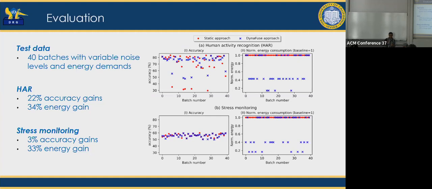We had about 20% accuracy gain with human activity recognition and roughly 30% energy gains in both human activity recognition and stress monitoring. But the accuracy gain in the case of stress monitoring is only 3%. This is largely owing to the fact that whether the modality weight assignment dynamism translates into prediction accuracy depends entirely on A, the application's inherent resilience, and B, the kind of noise characteristics and the sensors that we are dealing with.